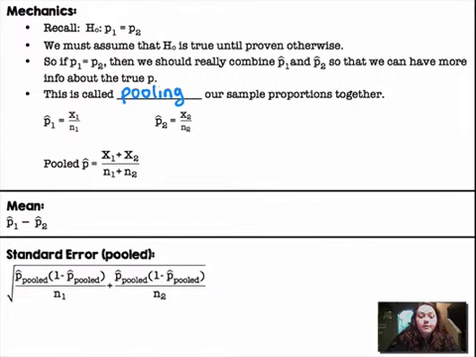The mean when I'm doing a 2 proportion z test is still p hat 1 minus p hat 2. But for the standard error, I'm going to be using the pooled p hat. So it's pooled p hat times 1 minus the pooled p hat divided by the first sample size, plus pooled p hat times 1 minus the pooled p hat divided by the other sample size.